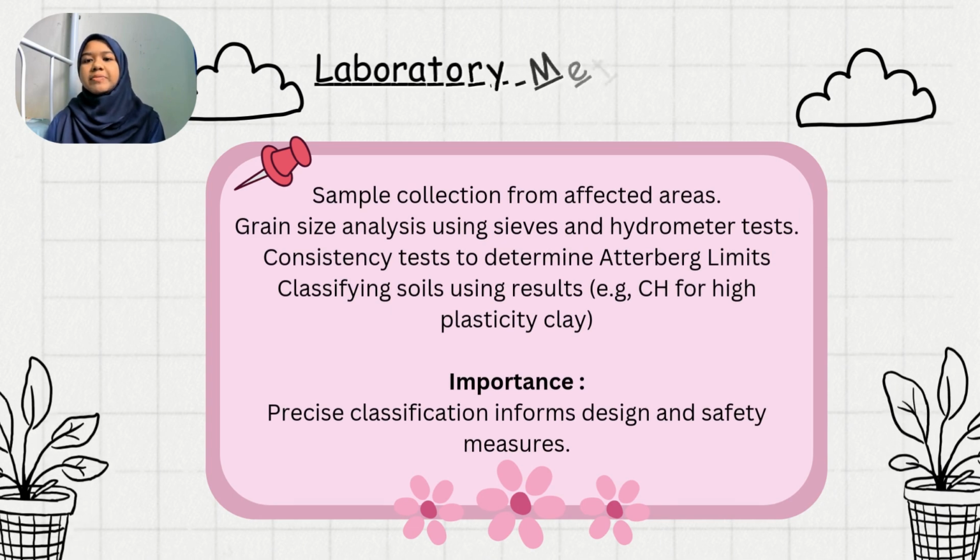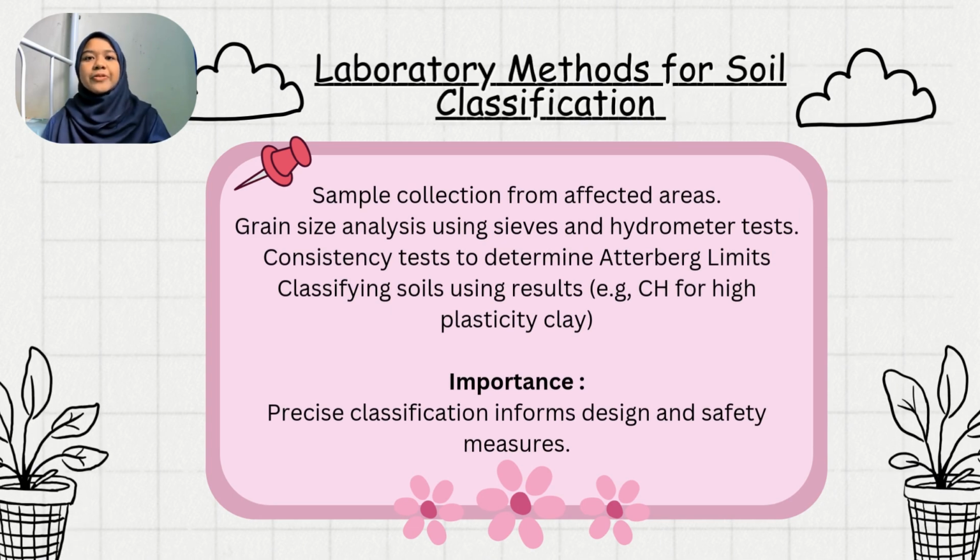The slide describes the laboratory methods used for soil classification. First, we collect soil samples from affected areas. Then, we conduct grain size analysis using sieve and hydrometer tests to measure fine particles. Next, consistency tests like Atterberg limits are performed to determine the soil's liquid and plastic limit. The results are used to classify soils, such as identifying high plasticity clay, CH, in the USCS system. So, accurate soil classification is critical for understanding soil properties and ensuring safer engineering design.